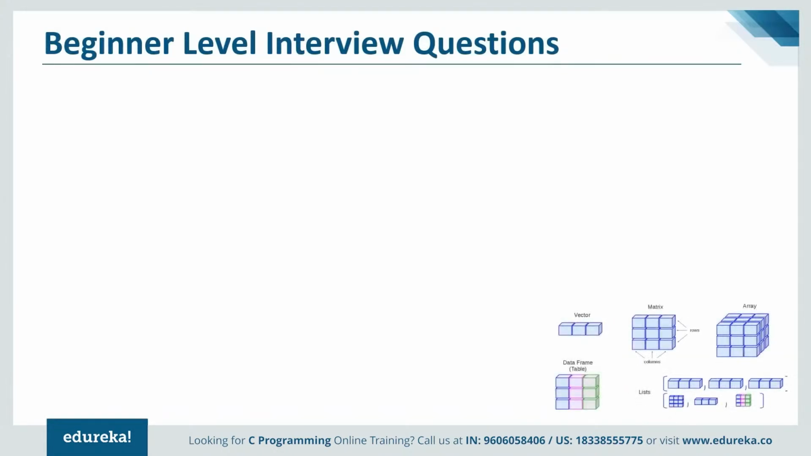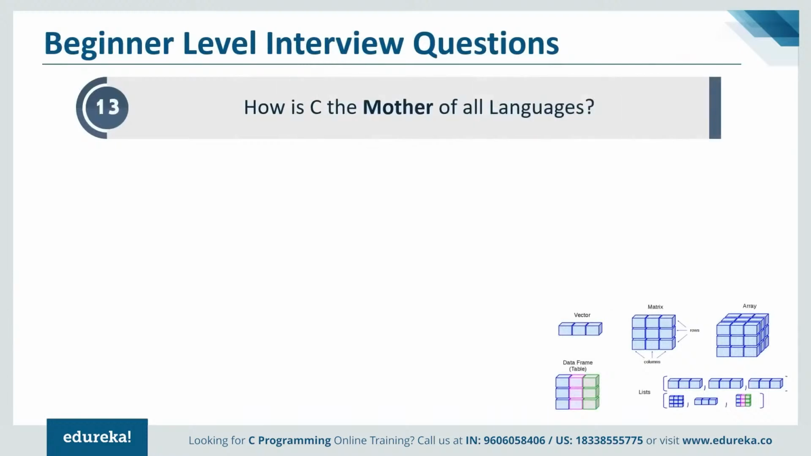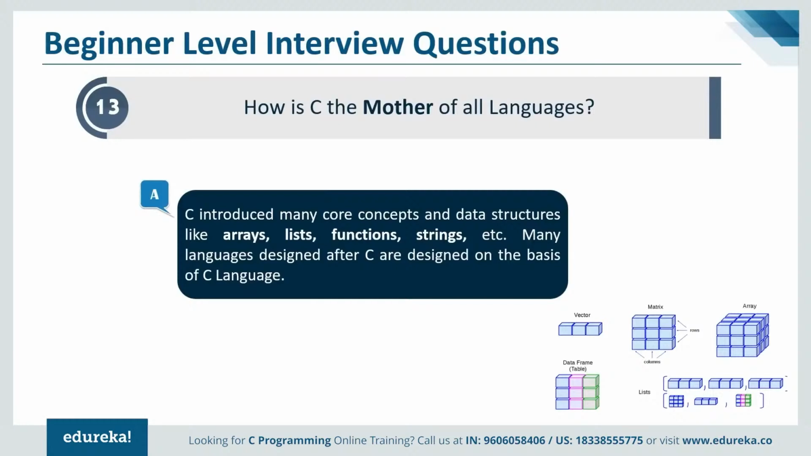Now with this, let us move on to our next question, which is, how is C the mother of all languages? This is a basic and important question which is asked in most of the interviews. So the answer for this question is, C is the one programming language which introduced the major data structures which we use currently in almost all the programming languages like Java, Python, and many more. The data structures which C introduced are arrays, lists, functions, strings, and many more. So this is the main reason why C is considered the mother of all programming languages.